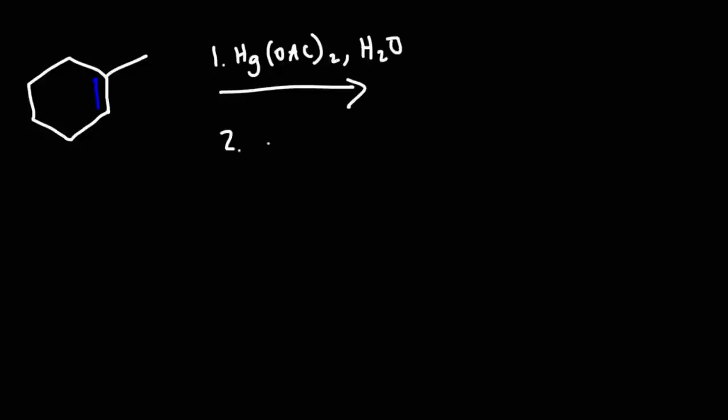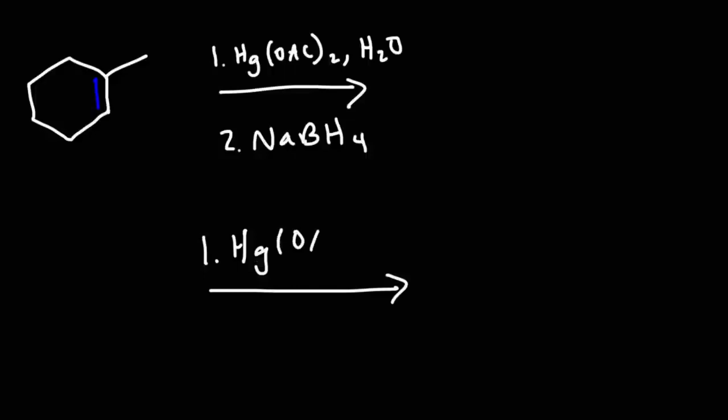Now let's move on to our next problem. So let's say we have 1-methyl cyclohexene, and we're going to react it with mercury acetate with water, followed by sodium borohydride. And let's compare that to another reaction. It's going to be a similar reaction. We're going to use mercury acetate again, but instead of using water, we're going to use ethanol, CH3CH2OH, followed by sodium borohydride.